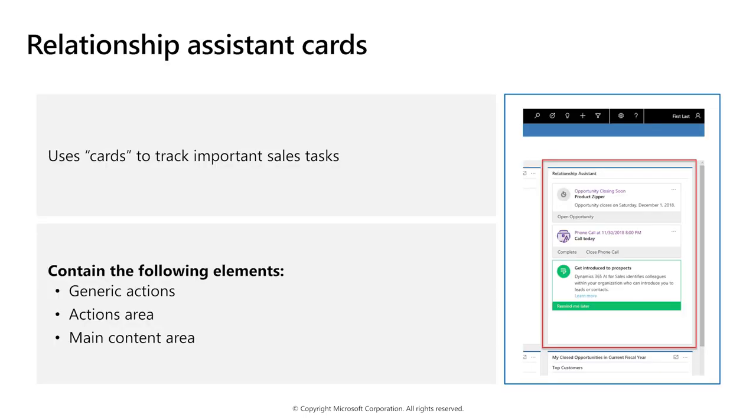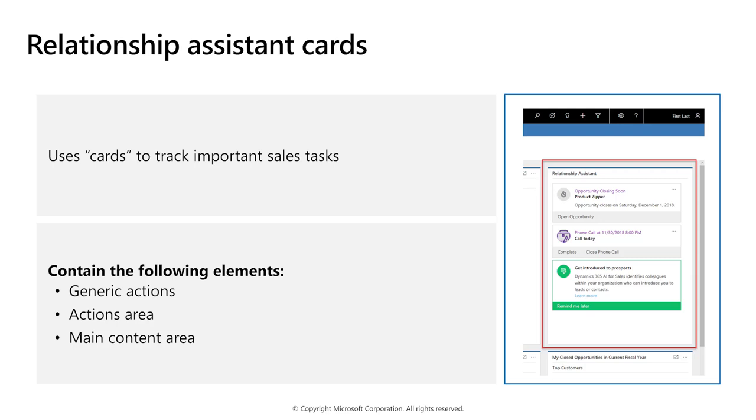Okay, so now let's have a look at the relationship assistant cards. So this uses cards to track important sales tasks. Now, it contains the following elements. So think about your generic actions, the actions area, and the main content areas. Now, this is the assistant, so it's previously known as the relationship assistant. It keeps an eye on your daily activities and communications and generates a collection of action cards that are displayed prominently throughout the application to provide you tailored and actionable insights.